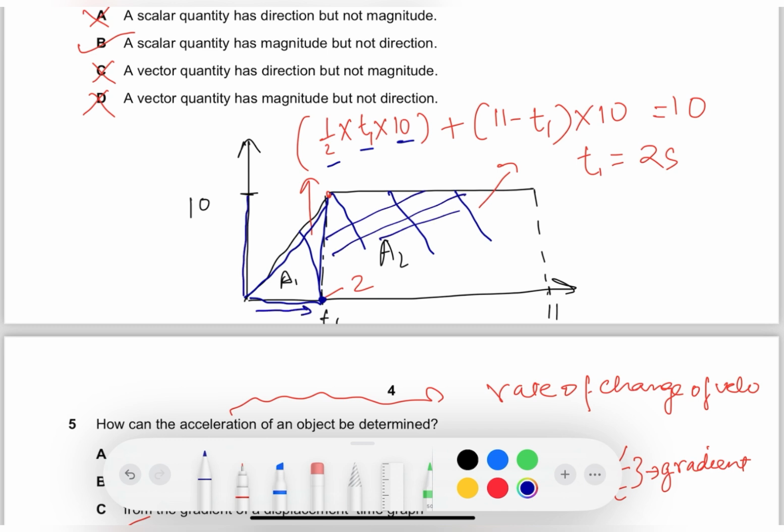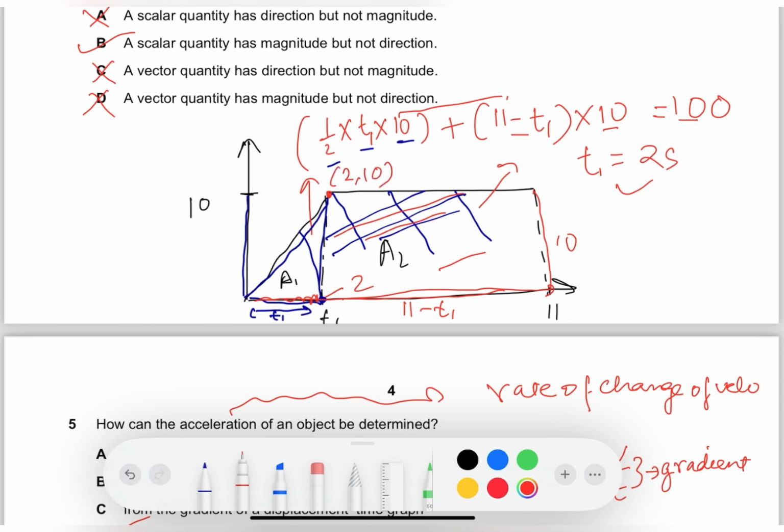Now plus what will be the area for this one? If till here is T1 and total was 11, just remove T1 from 11. This will be 11 minus T1 and it is a rectangle. So area of the rectangle would be length times width, that is 10. So (11 minus T1) times 10 equals 10. Not 10, 100, because 100 was the total distance, right? Now we can find the value of T1 by solving this algebra, and we get the value of T1 as 2 seconds. So this coordinate would be 2 and 10.